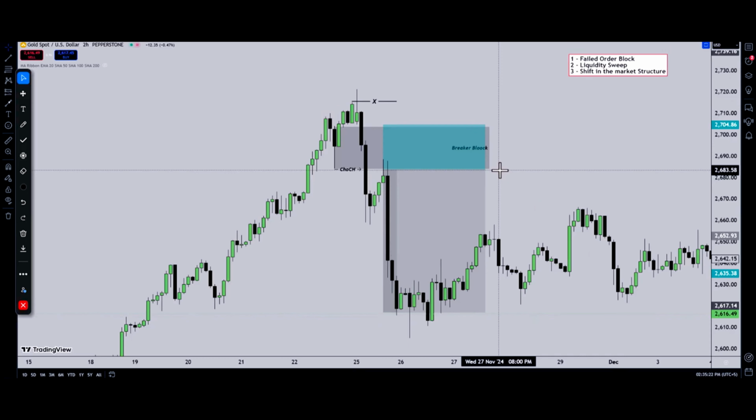So guys, we hope you've understood breaker blocks completely. What rules to look for when identifying a breaker block, how to take entries, what a fixed target is, and how to use a moving average to set targets.